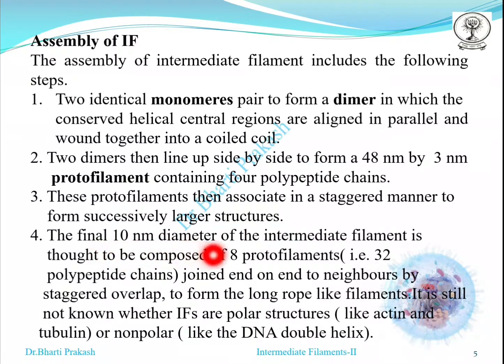The final diameter, that is the 10 nanometer diameter of the intermediate filament, is thought to be composed of 8 protofilaments. That means there are 32 polypeptide chains in it. These are joined end to end to neighbors by staggered overlap to form the long rope-like filaments. It is still not known whether the IFs, that is the intermediate filaments, are polar structures like actin and tubulin, or non-polar like the DNA double helix.